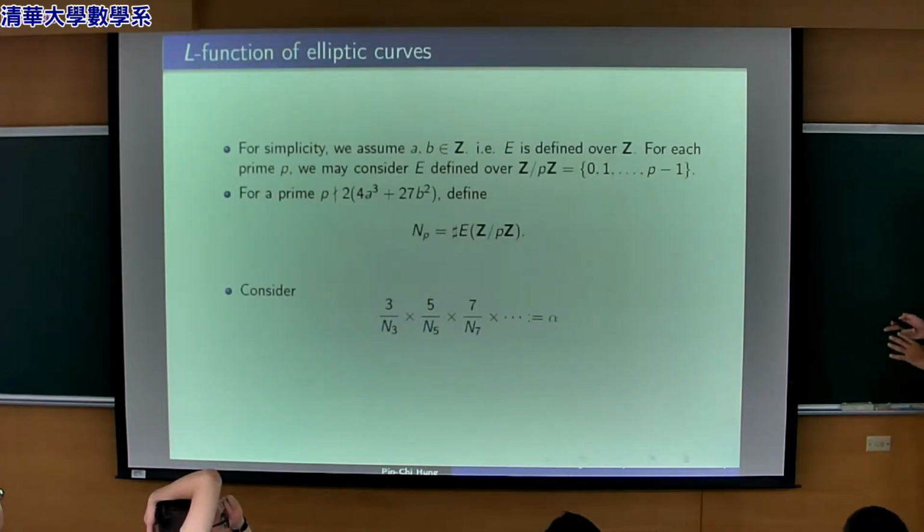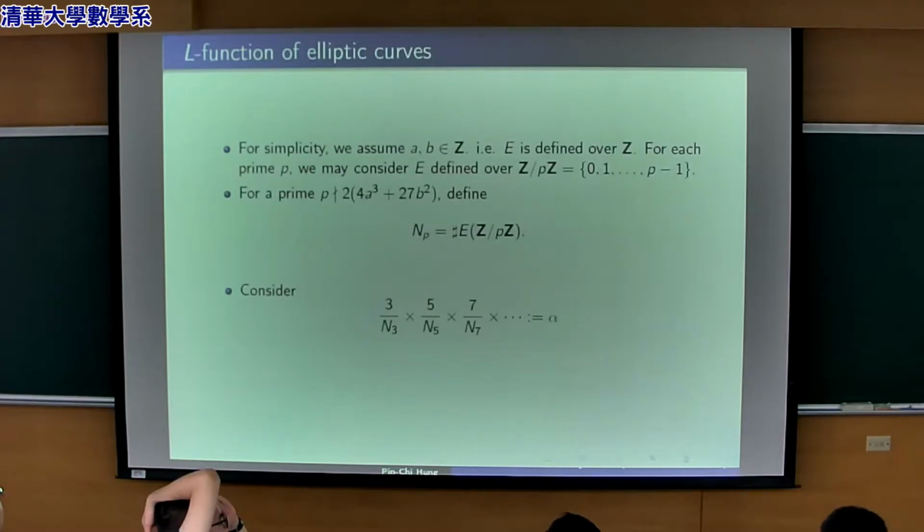But if the elliptic curve has finitely many solutions, then this guy may not grow so fast. So this is a naive thing. So this is not even defined, right? It's an infinite product, not even defined. Okay, but naively, we call it alpha. It's not defined right now.